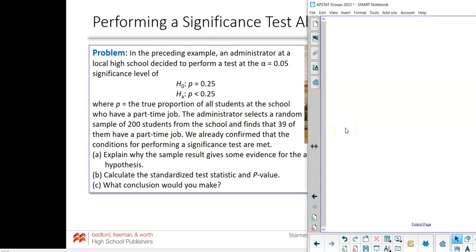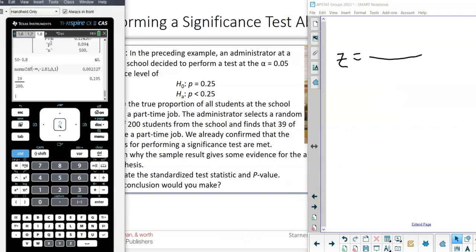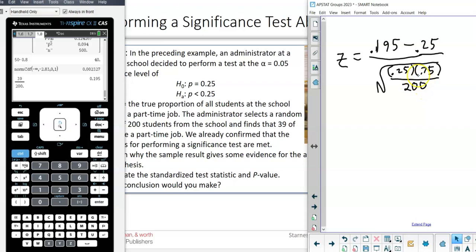Okay. So on this one, calculate the z. So z would equal p hat, which I think we just did, 0.195, minus p, which is 0.25, all over the square root of, again, we're going to use PQ, so this is actual p, 0.25, not p hat, times 0.75, or 1 minus 0.25, all over, I think it was 200. So you would then type that in your calculator to get the z critical value.